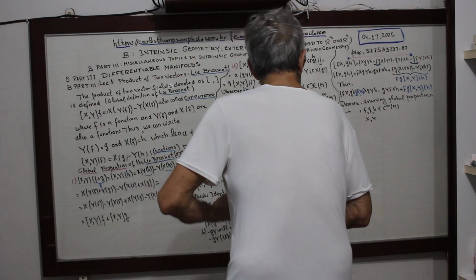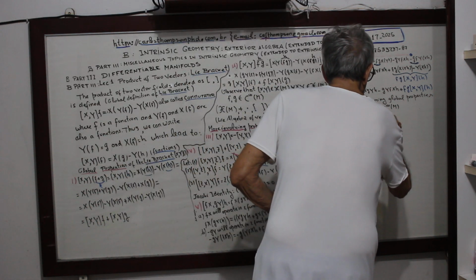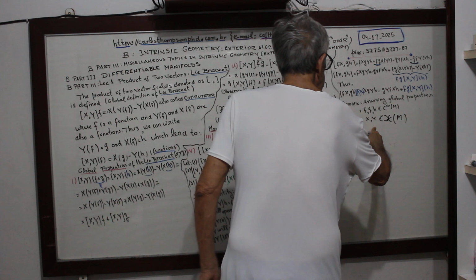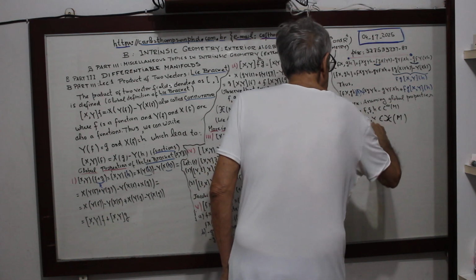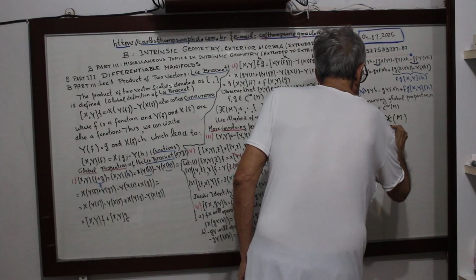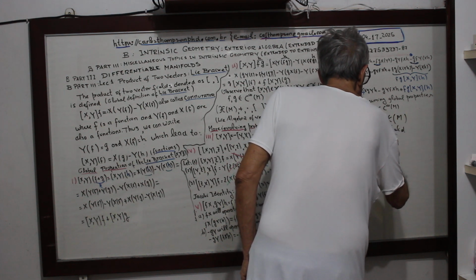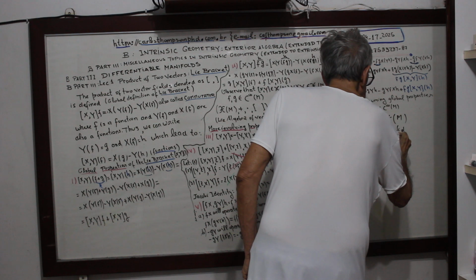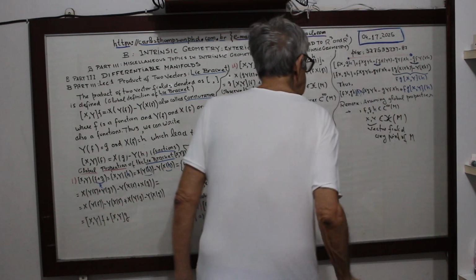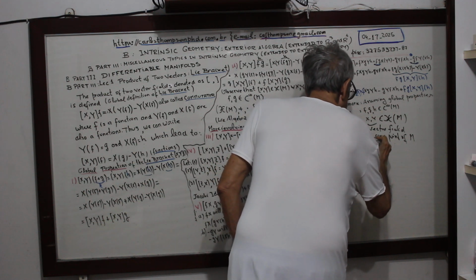So this belongs to the chi of M, which is a function. This is a vector. Vector field. Any point of the manifold, which is global.